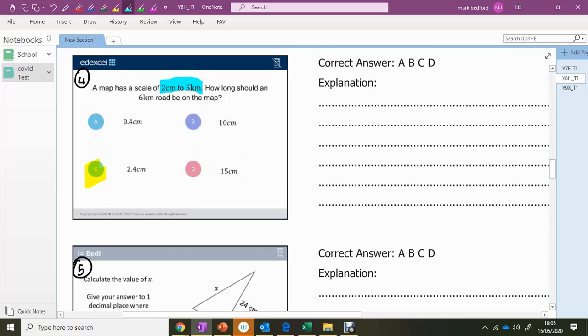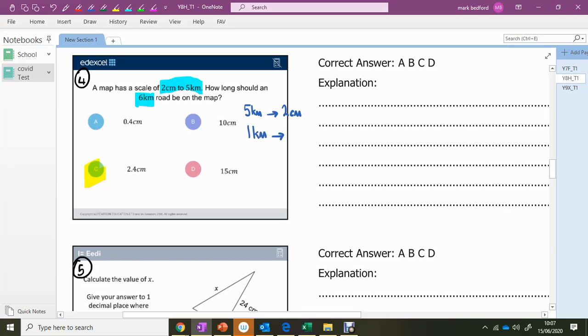On question 4, a map has a scale of 2 centimeters to every 5 kilometers. How long should a 6 kilometer road be on the map? So let's write this way around. 5 kilometers is 2 centimeters on my map. If I knew what 1 kilometer was, then I could work out what 6 kilometers was by timesing it by 6. So let's work out how we get to the 1 kilometer.